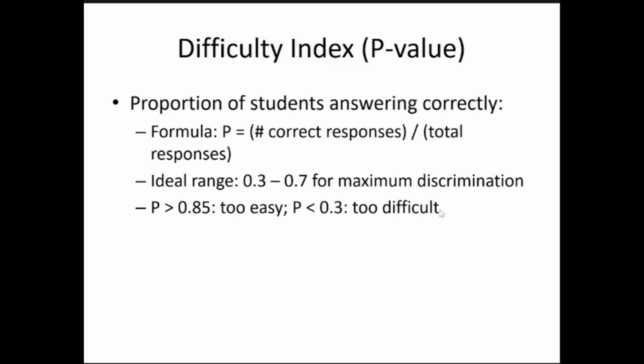In Dow University of Health Sciences, for instance, the policy is if the p-value is less than 0.2, then it will be flagged. So if only 20% of the individuals can attempt a question correctly, then this item or this question will be flagged.